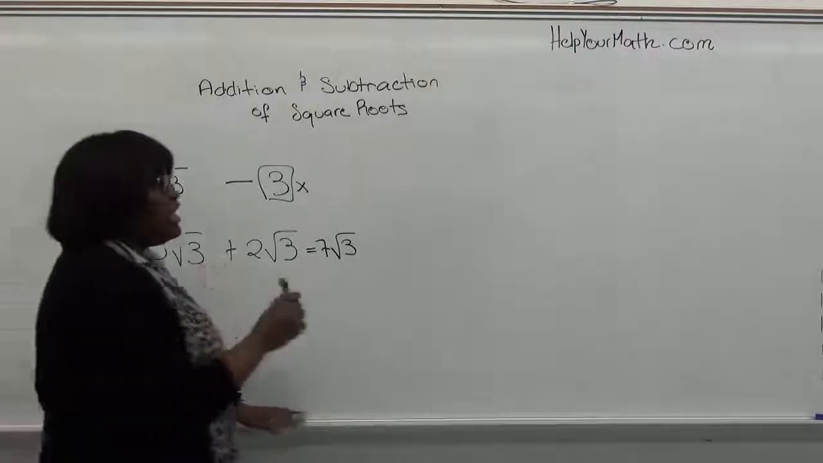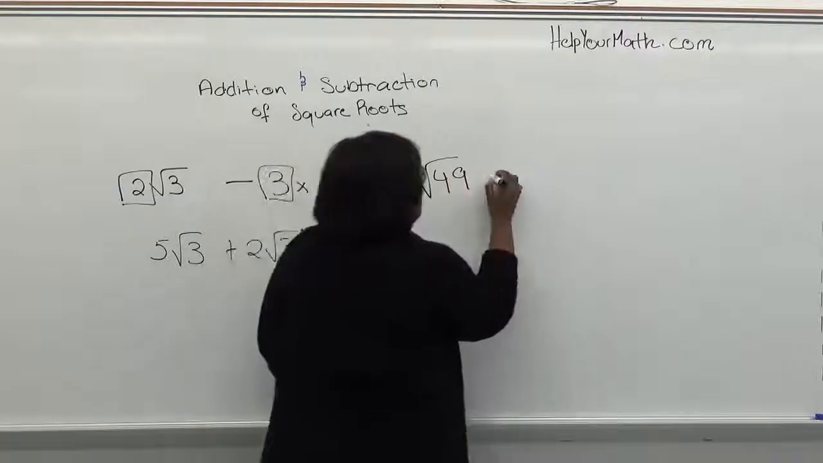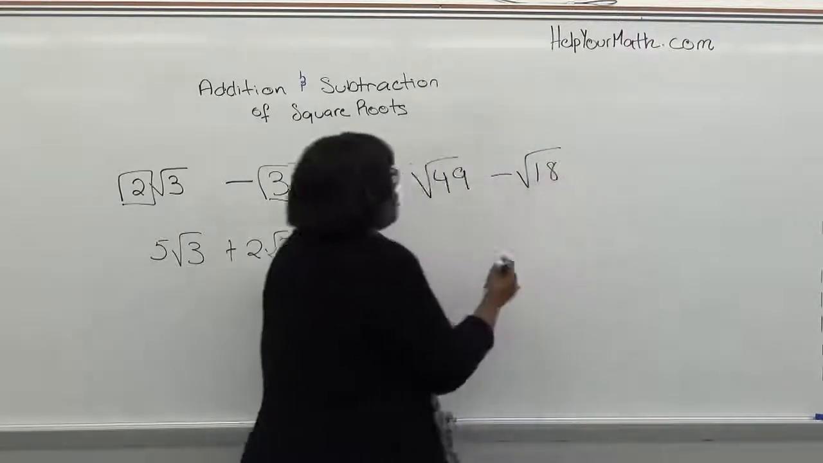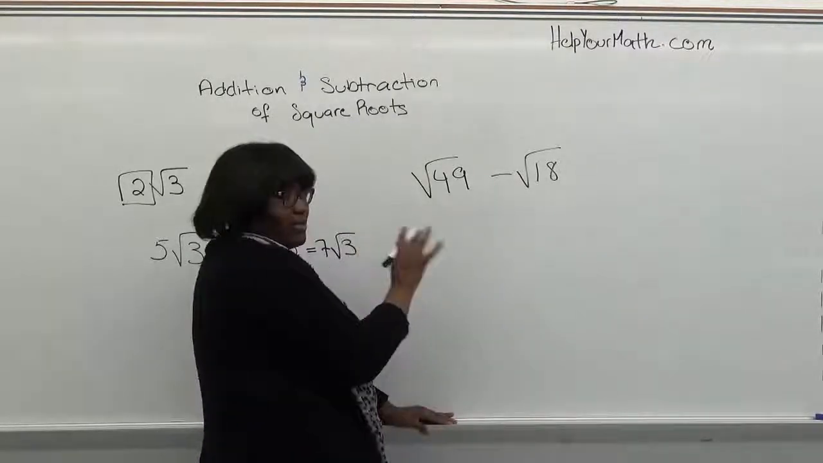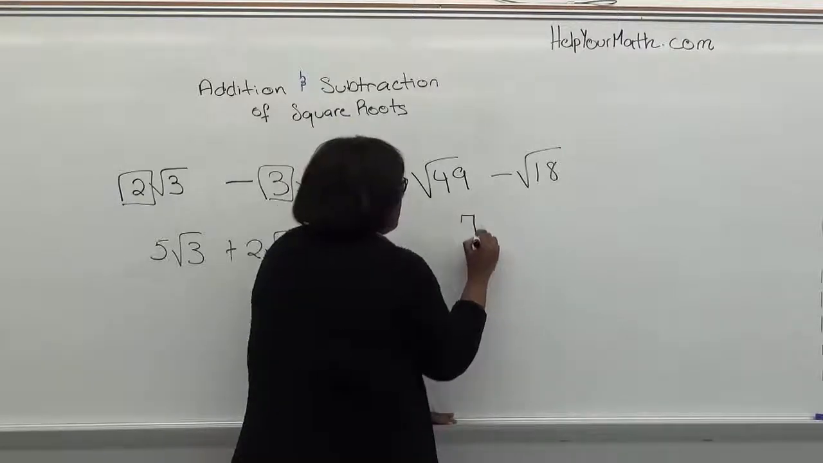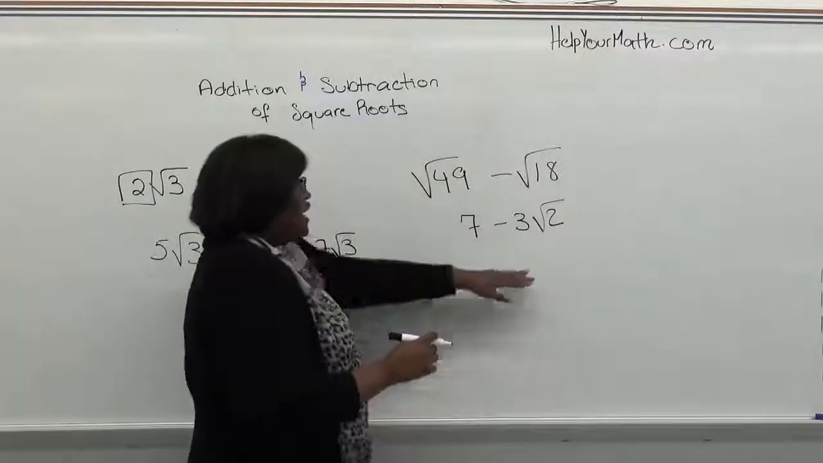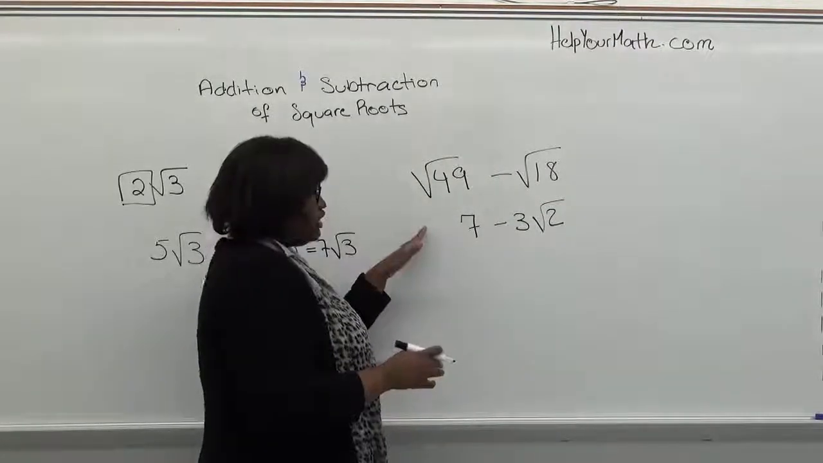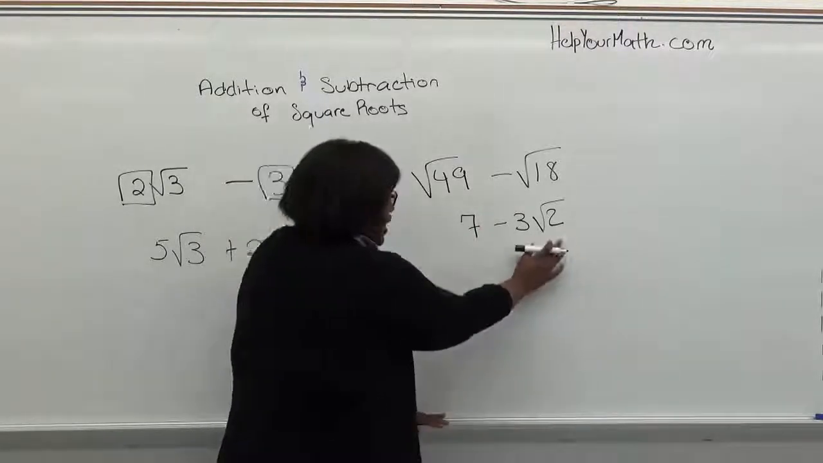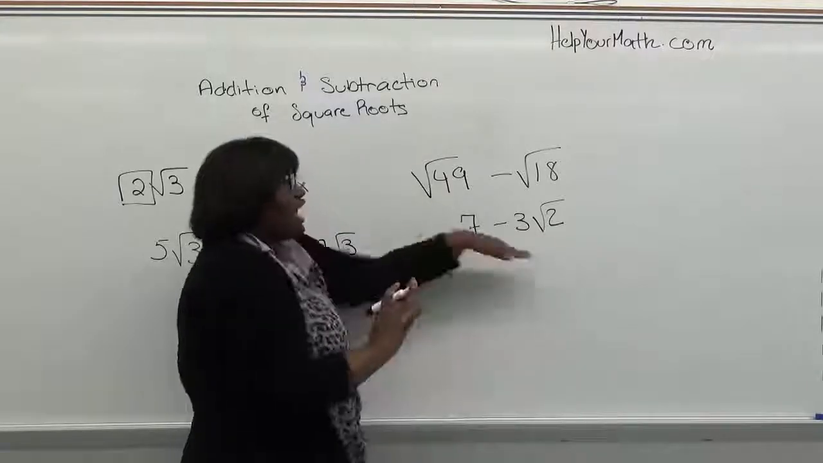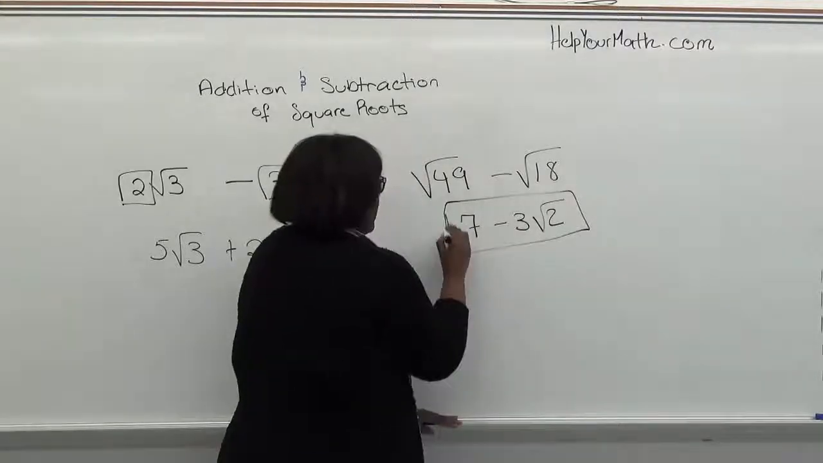Another example would be if you were to have radical 49 minus radical 18. First, you will have to simplify these radicals. Always simplify first. So this would be 7 minus 3 radical 2. Now for this equation, we cannot do anything because this does not have a radical and this has a radical. And that's it. There's no like terms between these two expressions. So that's just the answer to that question.